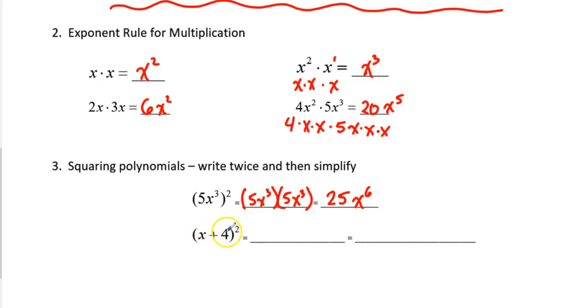If I have what's called a binomial here, 2 terms, x plus 4, and I'm squaring it, we can write it like this, x plus 4 times x plus 4. Write it twice. Let's hold off on that, okay, to be continued or to be determined. We'll get to that later in our lesson, all right?